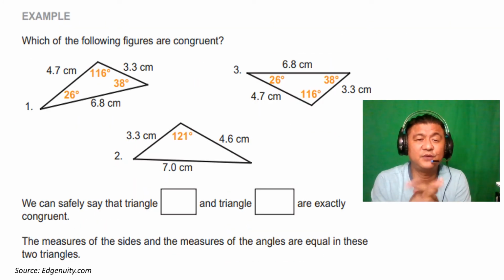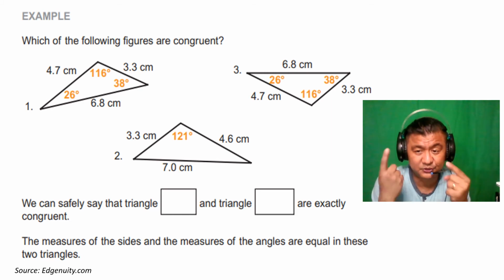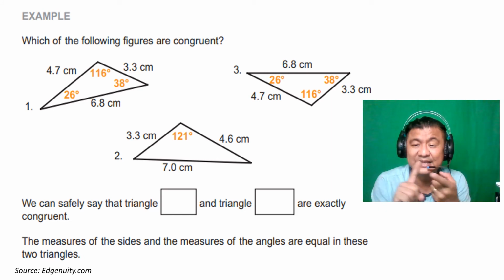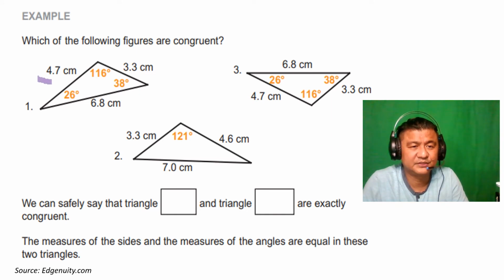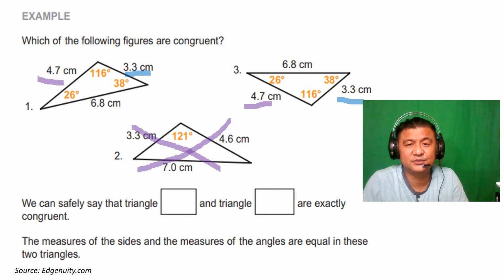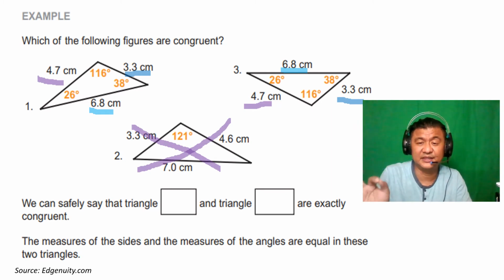Next, which of the following figures are congruent? Remember, you're looking at two parts of it, the corresponding angles and the corresponding sides. So let's look at this. You have a 4.7, you got a 4.7, you don't have a 4.7, so definitely I'm not going to choose you. All right, what else? You got a 3.3, you have the 3.3 centimeters. What else? You have the 6.8, you have the 6.8. See, look at this. Exactly all the corresponding sides are congruent.